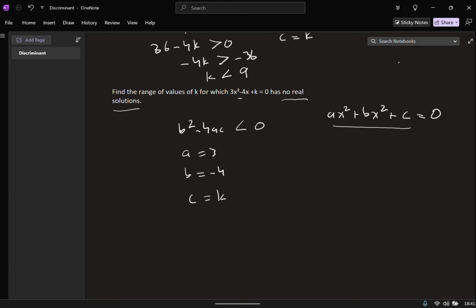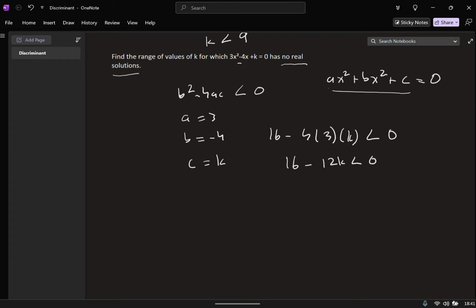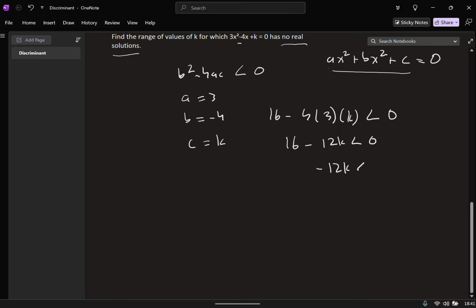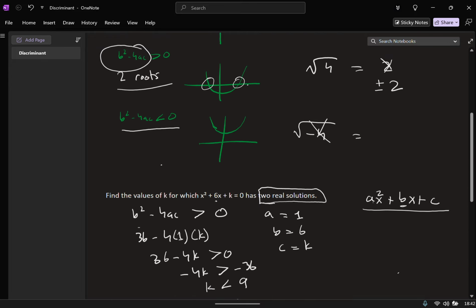Now put that into the formula. B is minus 4, squared, and a square is always positive, so negative 4 squared is 16. 16 minus 4 times 3, which is 12, times k, is less than 0. So minus 12k is less than negative 16, as we move 16 to the other side. And because we're dividing by a negative number, always remember this, you have to flip the sign. It's going to be 16 over 12, which is 4 over 3, and you can just leave that as it is. So there you go, that's the discriminant topic covered.